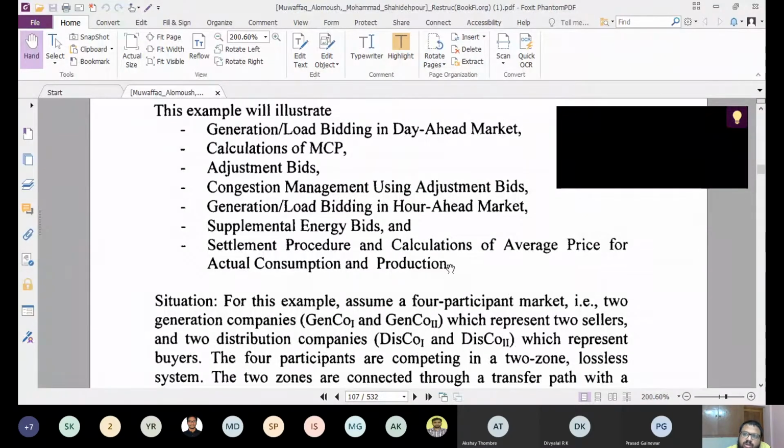In the actual market scenario, we have metered measurements. So the metered measurements would mostly be deviated from the scheduled transactions. So for these deviations, we have to go for supplemental bids and exercise the supplemental bids accordingly.